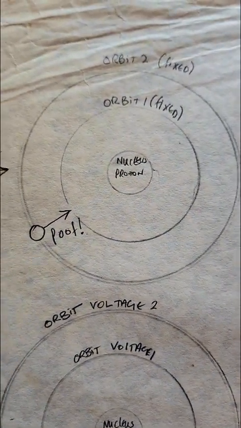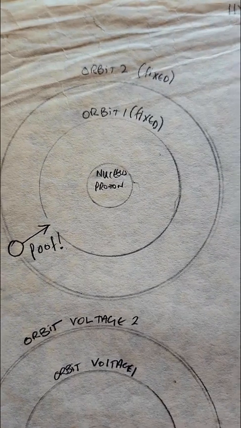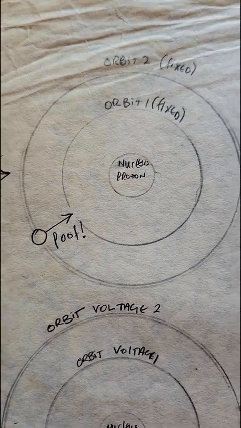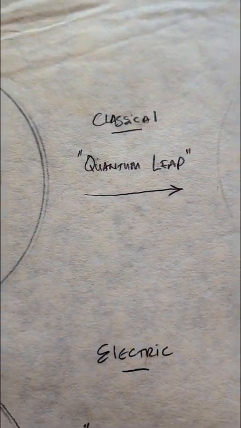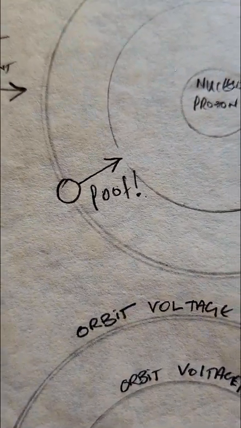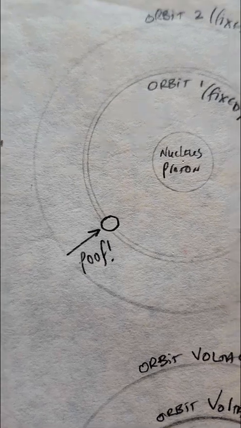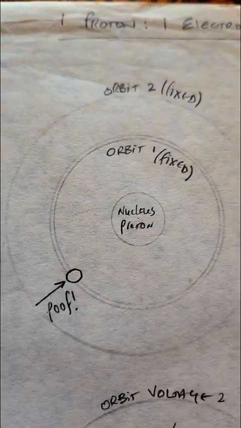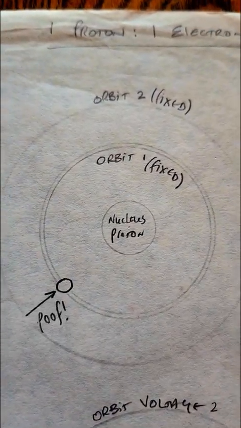Orbit 2 fixed, orbit 1 fixed, nucleus proton, and it poofs from orbit 2 using the classical quantum leap, i.e. teleportation, to orbit 1. So orbit 2 to orbit 1. Or it could be going from orbit 1 to orbit 2. But again here, orbit 2 fixed, orbit 1 fixed, nucleus proton.